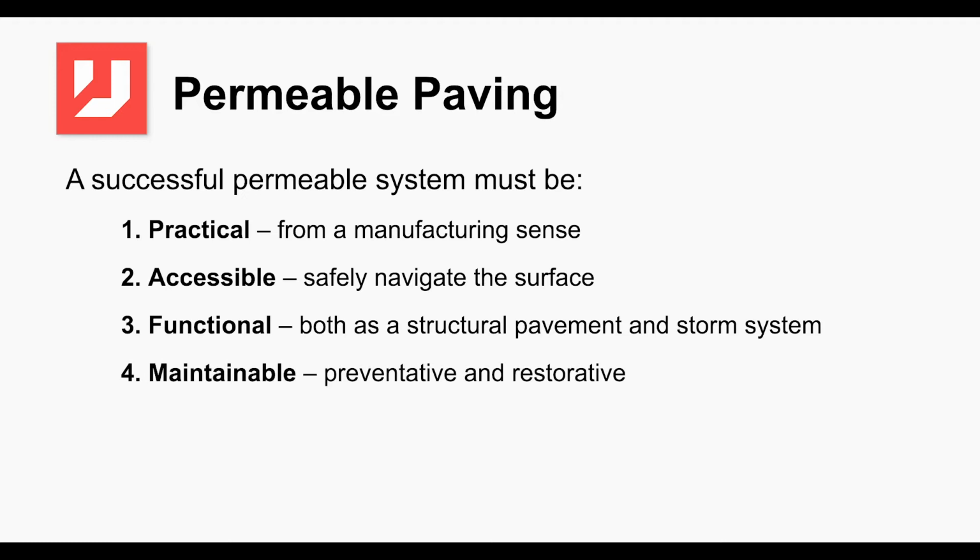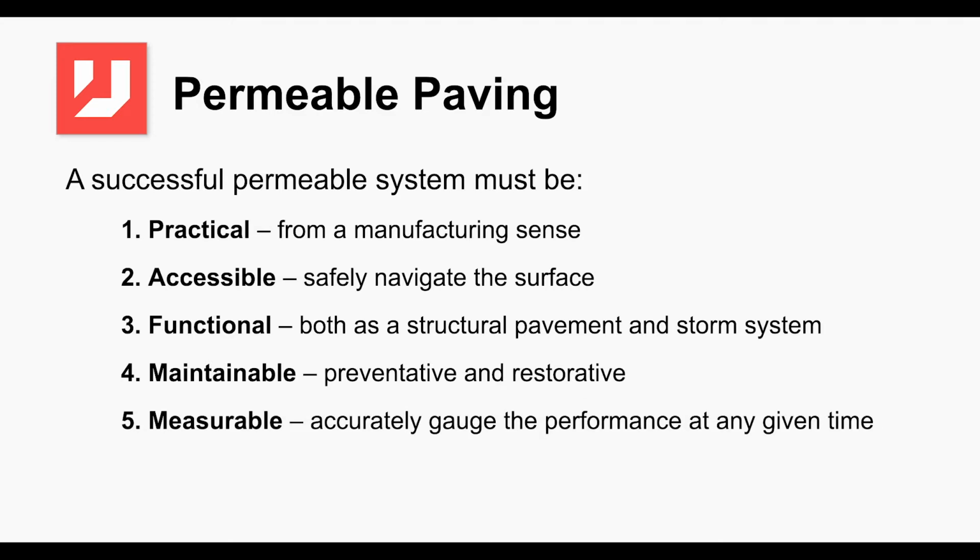The fourth thing it must be is maintainable, both preventative and restorative. If you can't do the restorative, then it's not going to last a very long time. And lastly, it needs to be measurable. You need to be able to accurately gauge the performance at any given time. And so that's where we're going to pick up today and talk about that.